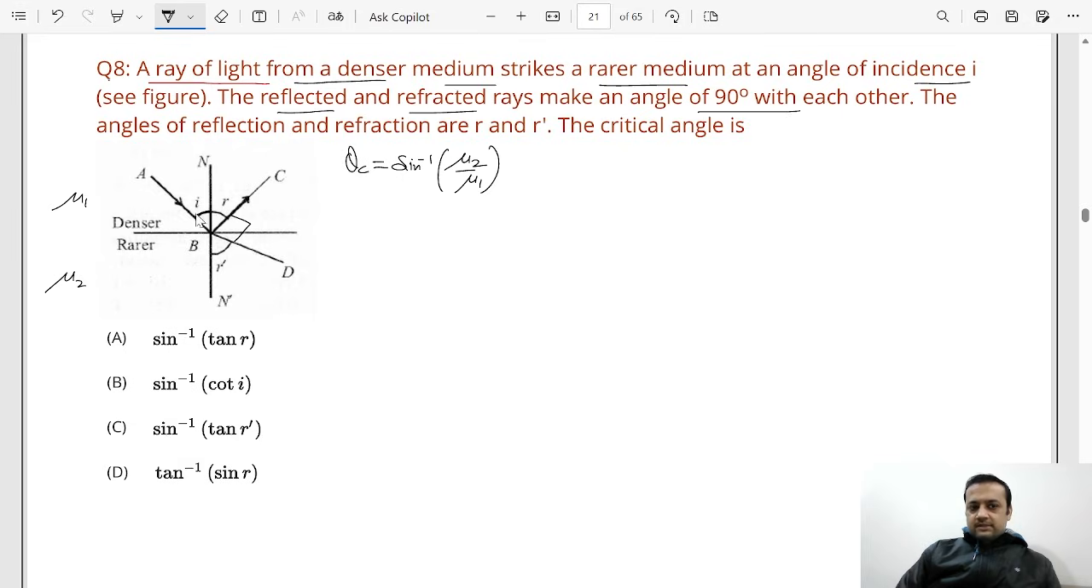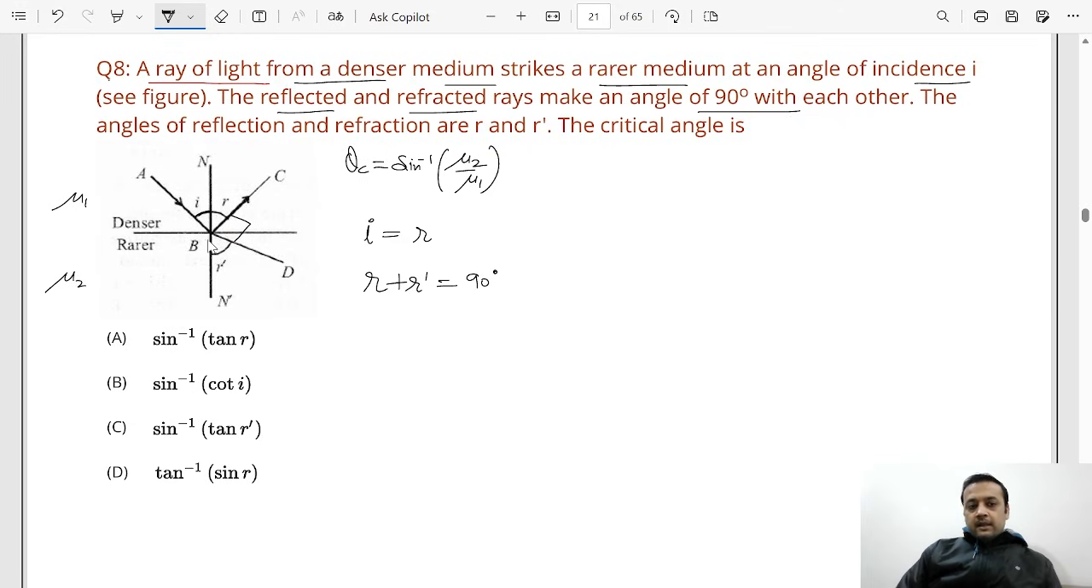Now look, there are two things. This angle and this angle will be equal because it is following the law of reflection. So i is equal to r. Now look, r plus r dash will be 90 because this is 90, and the total has to be 180. So we can say that r plus r dash will be 90 degrees.